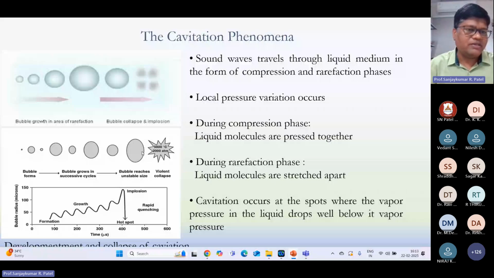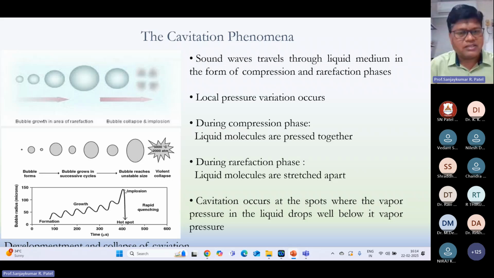From the creation of the cavity to the collapse of the cavity, this whole phenomenon is known as the cavitation phenomenon, which is represented here graphically. From the formation of the cavity, the growth of the bubble occurs over a period of microseconds. So the bubble is expanded and compressed, expanded and compressed, and finally the bubble will collapse.